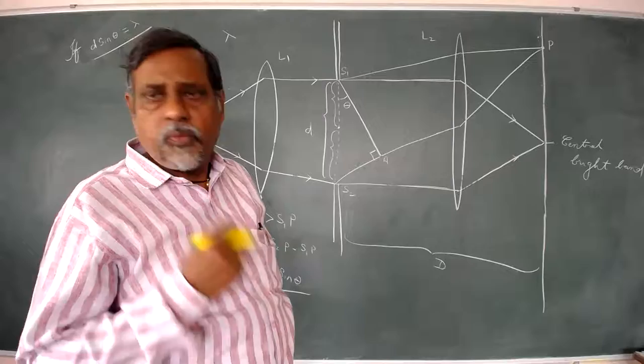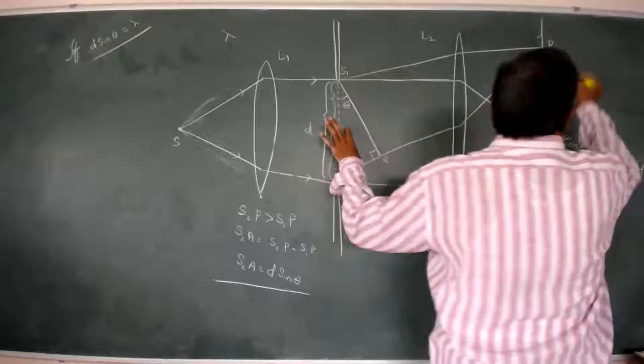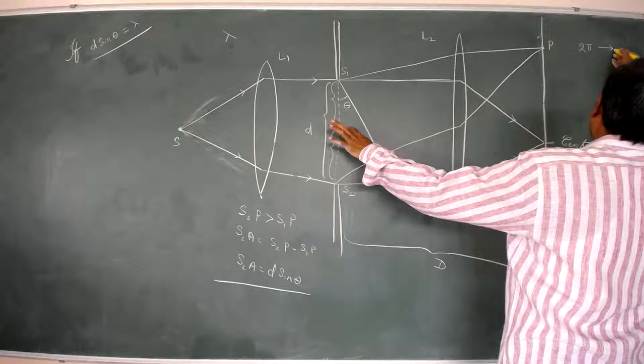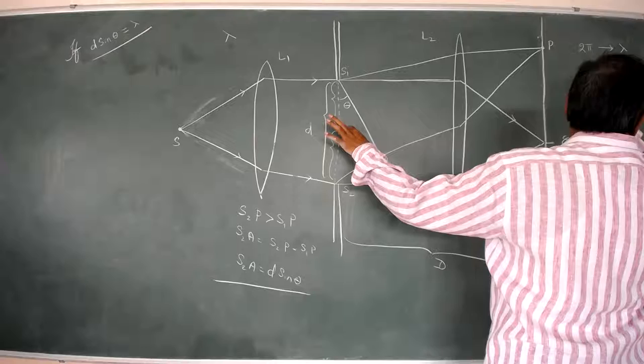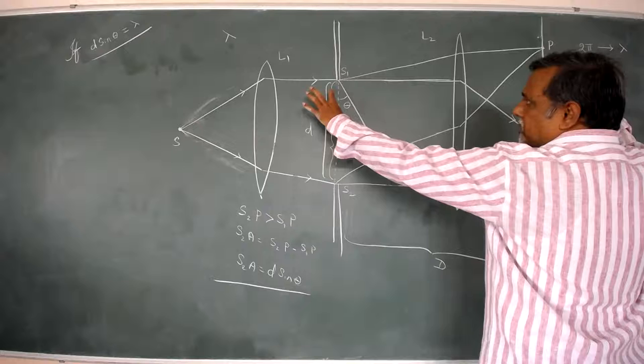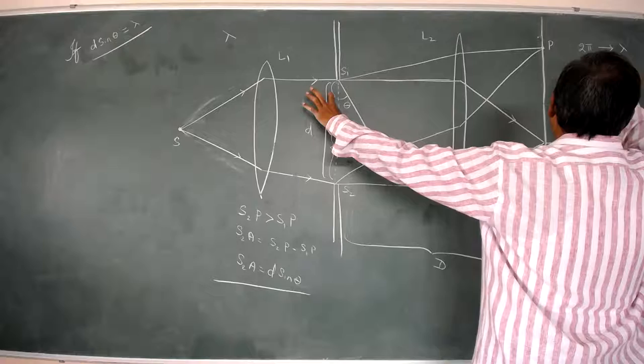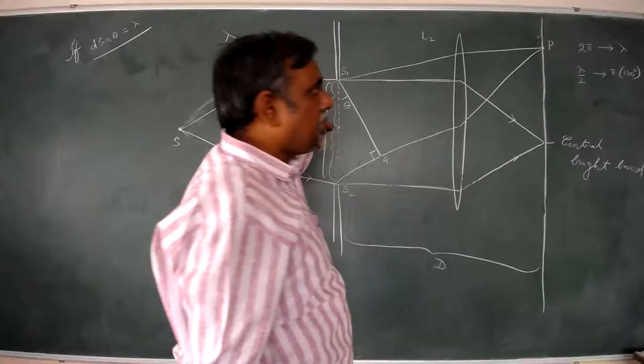Why 180 degrees? Already I have shown the path difference variation. If you take phase difference 2 pi by lambda, that corresponds to lambda path difference. Am I correct? From here to here, lambda I have taken. So the first half becomes lambda by 2, and lambda by 2 corresponds to pi, which is 180 degrees. Understood? So here, 180 degrees.